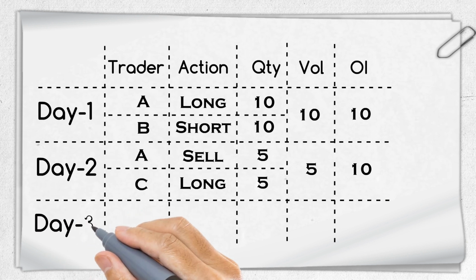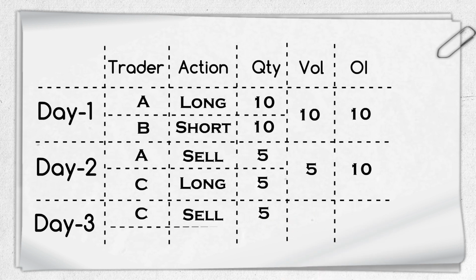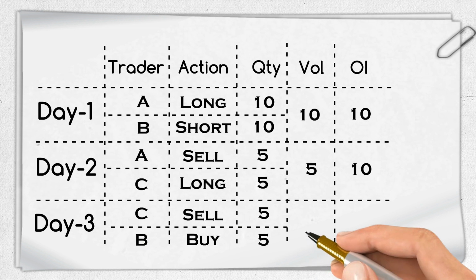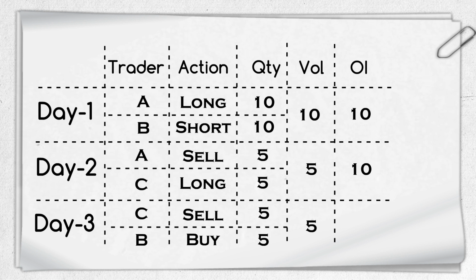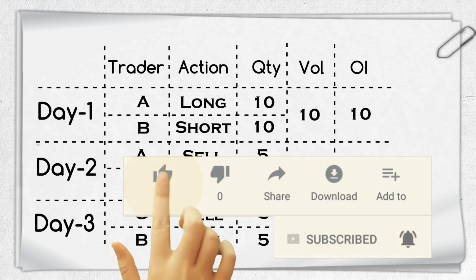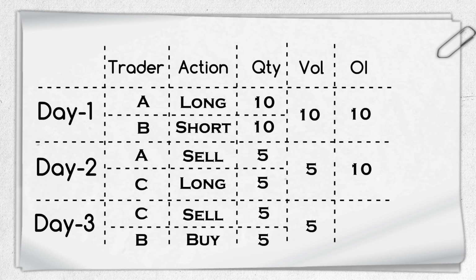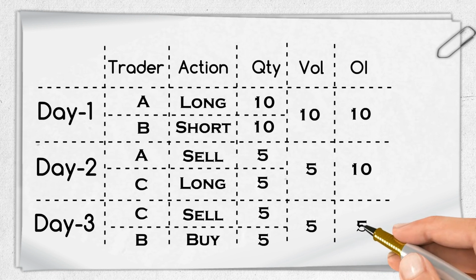Now, day 3. Mr. C wants to close his 5 lots long positions, that is, sell those. And Mrs. B, who is 10 lots short, also wants to close 5 lots, that is, buy 5 lots. Transaction happens between them. Now, volume traded is 5 lots, no confusions. What about open interest? How much is the open interest till yesterday? 10 contracts. And what happened today? One buyer and one seller, who have short and long positions respectively, close their positions. How many? 5 lots. So, today's open contracts are 10 minus 5, 5 lots. And this is the open interest at the end of the day.